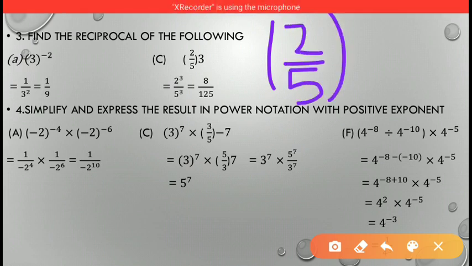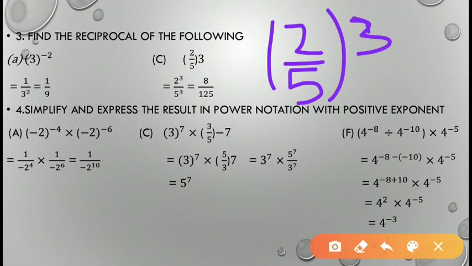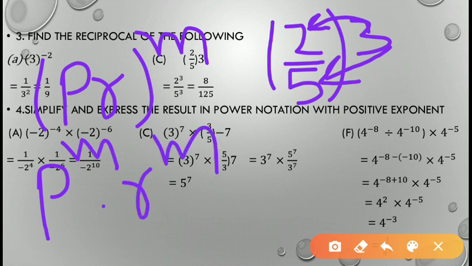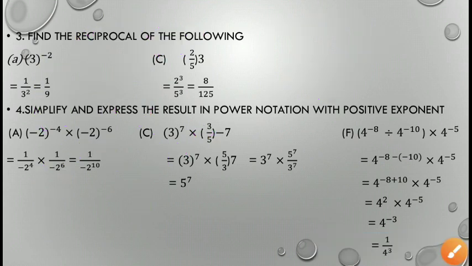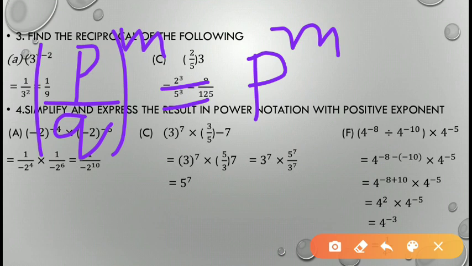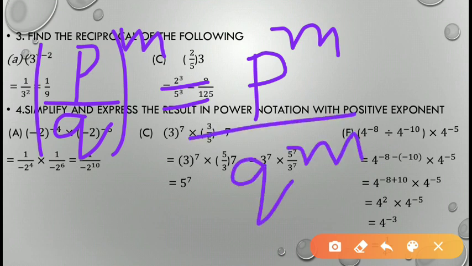Next question is 2 by 5 whole power 3. If the power is whole, this power will go here also and this power will go here. Like that in multiplication, if pr to the power m is written, we write p to the power m into r to the power m. This power will go on both. Like that in division also. If it is written p by q to the power m, this is a law of exponents. So this can be written as p to the power m upon q to the power m.